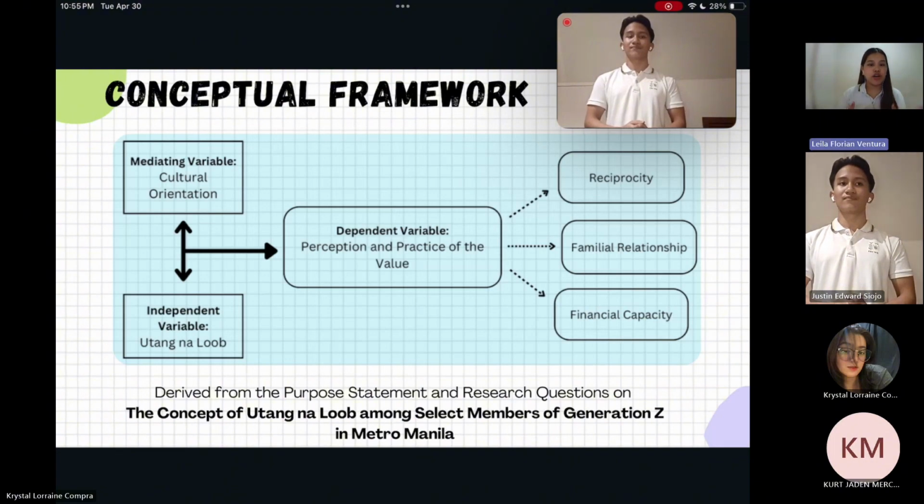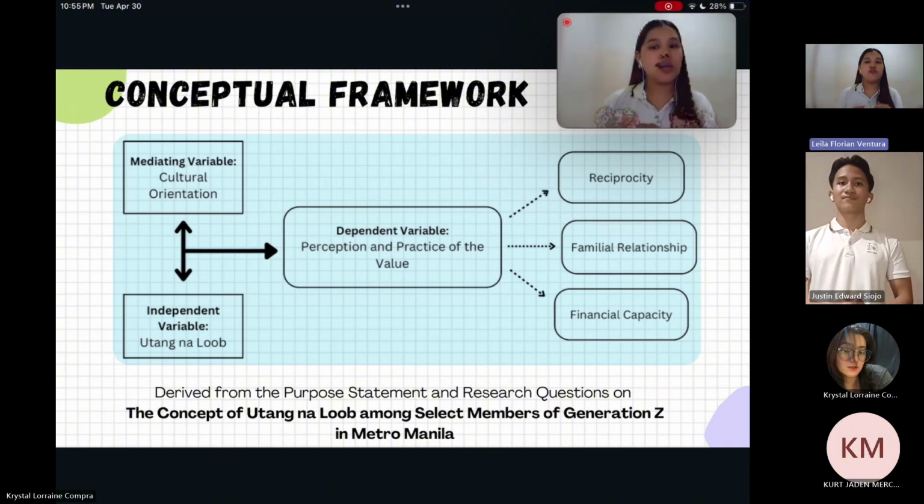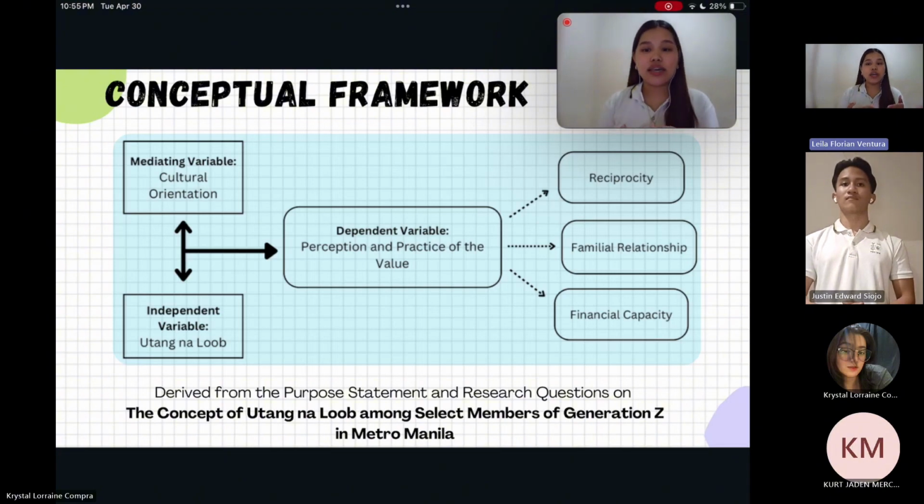So our independent variable, which is utang na loob, has a functional relationship with the mediating variable, which is cultural orientation, meaning it influences each other, hence the double-headed arrow. It also explains the Western societies who are individualistic and are not obligated to give back to their parents, unlike Asian societies who are collectivist and are required to give back to their parents.